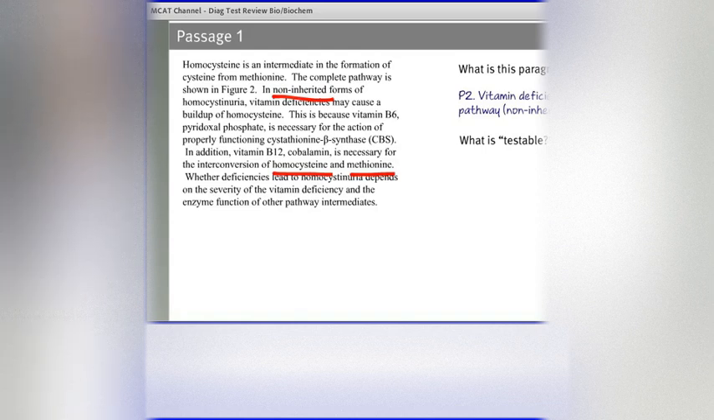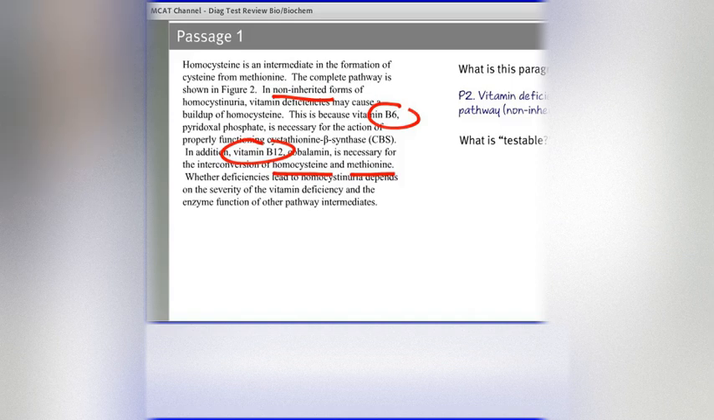So I needed to have these vitamins, right? This is because B6 is necessary for this sort of thing. In addition, B12 is necessary for these sort of conversions. Okay, so what's testable is that we need to have these B vitamins in order to have these interconversions. That's a process. Well, what happens if we don't have B6 or B12?